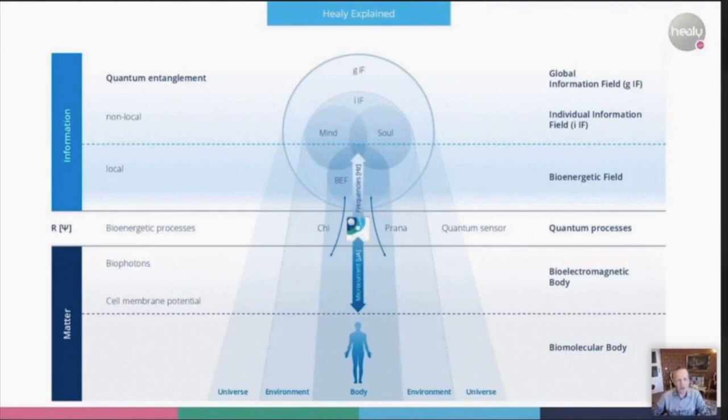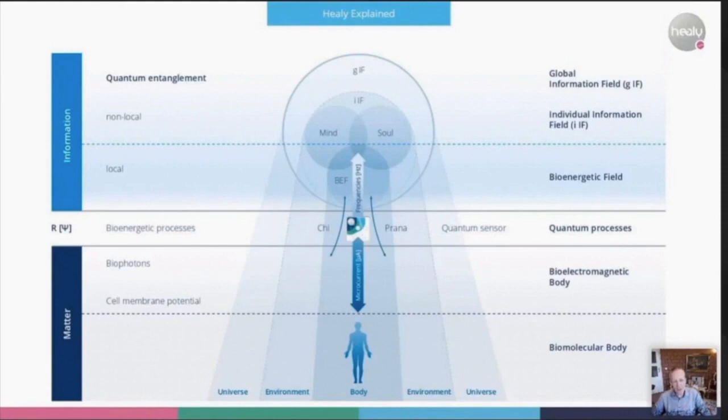So we have the information field up here, we have the material body down here, and in between we have the quantum processes. And this is where Healy operates, because Healy in its very center, on the back of the Healy hardware, has what we call a quantum sensor. It's actually a physical noise generator, which through entanglements connects the information fields with the material aspect of our organism. So the Healy analyzes on this level of the quantum processes, constantly, which frequencies shall be applied to achieve two goals.